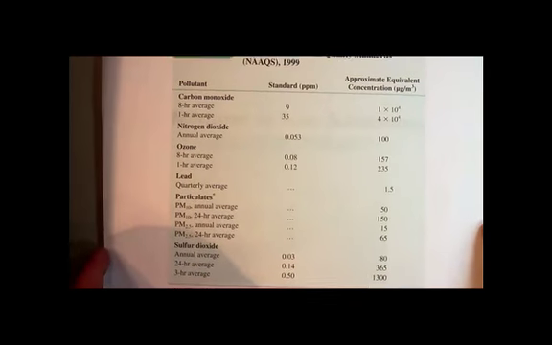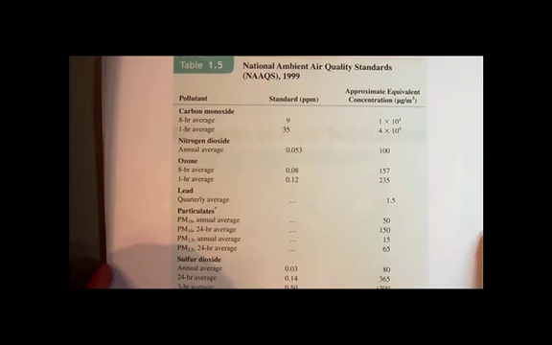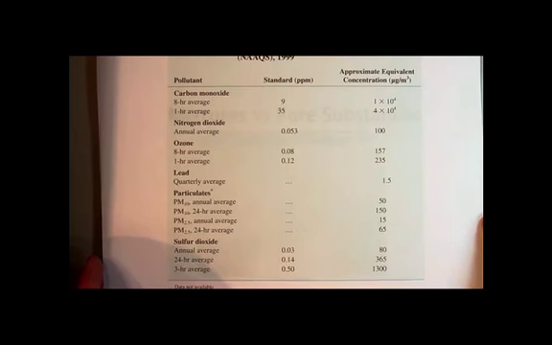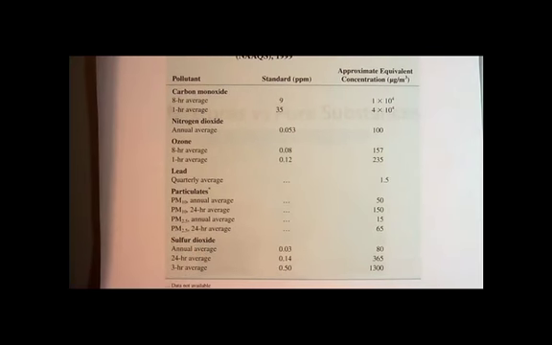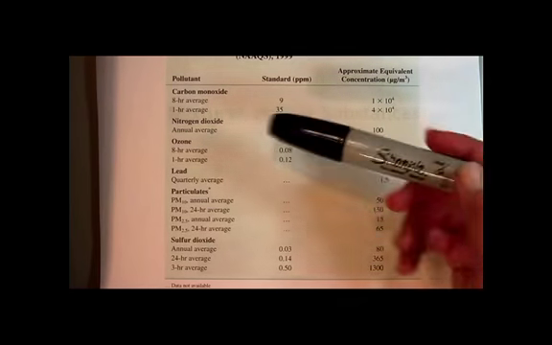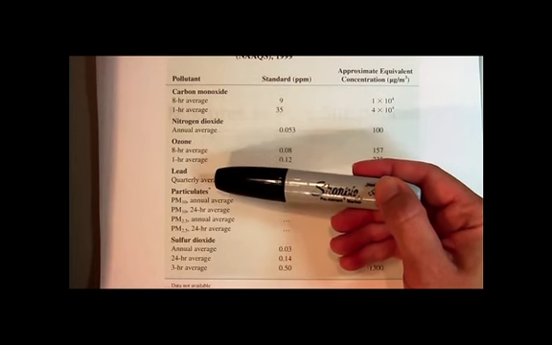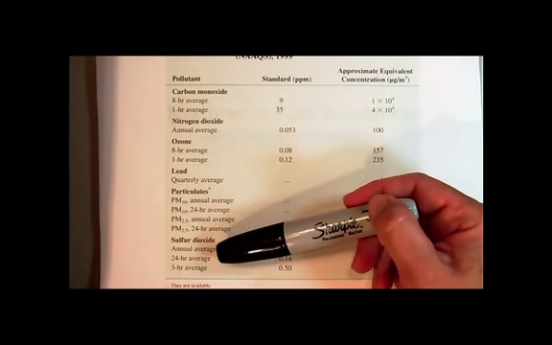Some air quality standards. What do we consider the amount of these particular pollutants that could be found in the earth? What concentrations could be found in the atmosphere? What are the safe limits of the concentrations, I should say? So some of the pollutants listed here, for example, are carbon monoxide, nitrogen dioxide, ozone, lead, particulates, and sulfur dioxide.